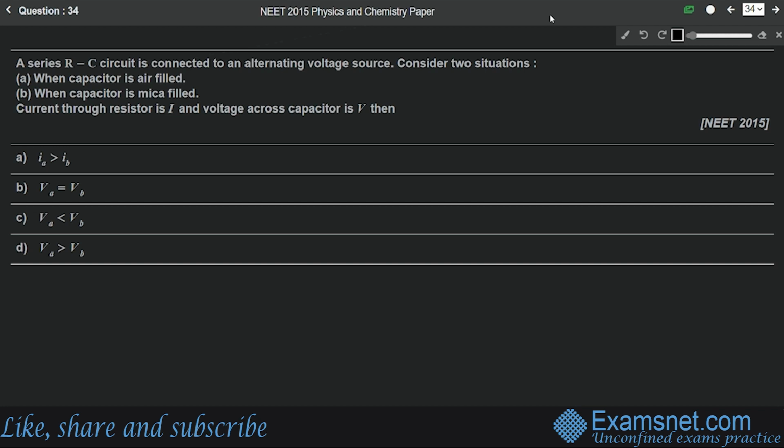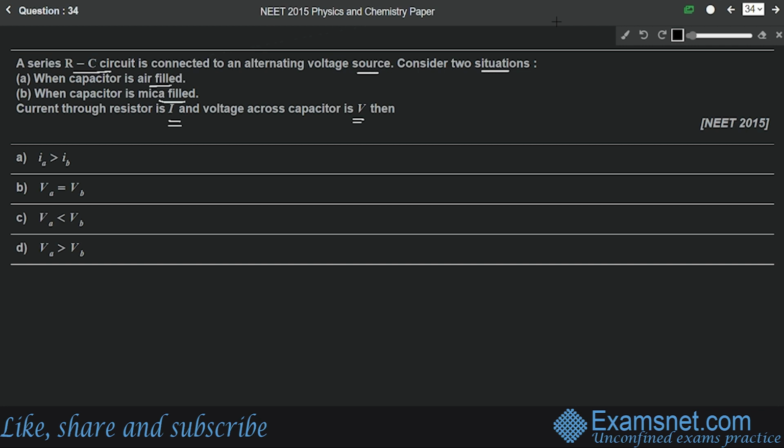Let's come to question number 34, and the question says a series RC circuit is connected to an alternating voltage source. Consider two situations. First, when the capacitor is air filled, and second, when the capacitor is mica filled. Current through the resistor is I and the voltage across the capacitor is V. Then we have to choose the correct option out of the given ones.